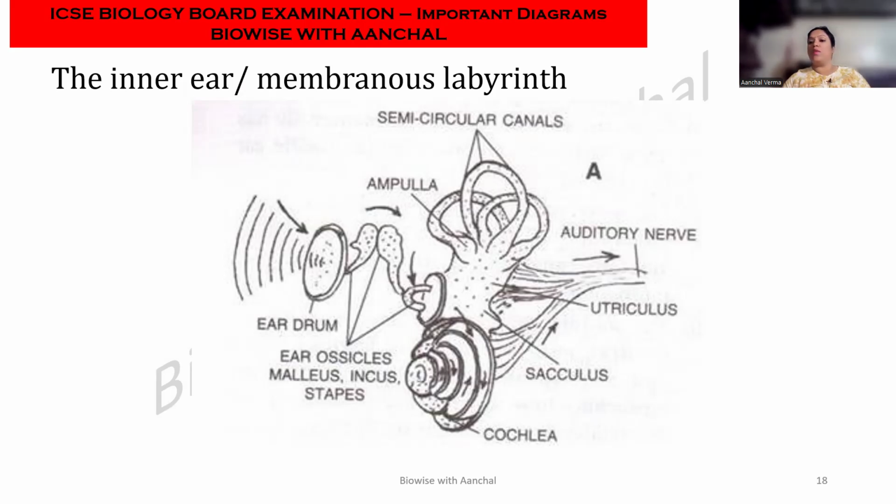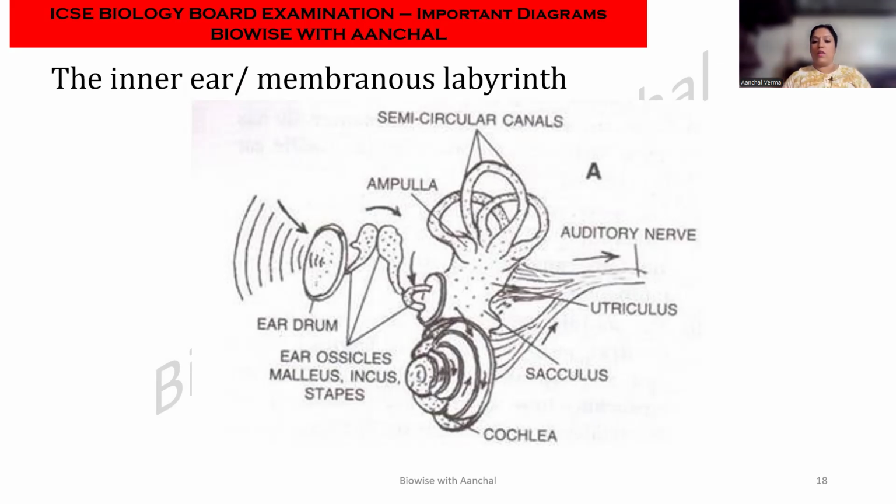Do not write only vestibule. If you write vestibule, write utriculus and sacculus also. Semicircular canal is an important word. Utriculus and sacculus are important words. These should be there. If they ask about dynamic balance, write semicircular canal, ampulla of semicircular canal. If they ask about static balance, then write utriculus and sacculus.